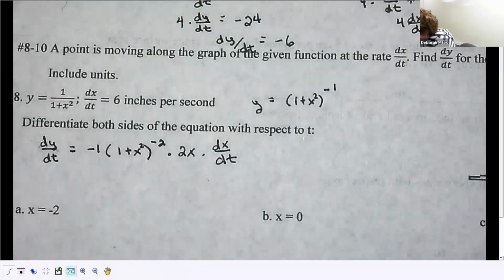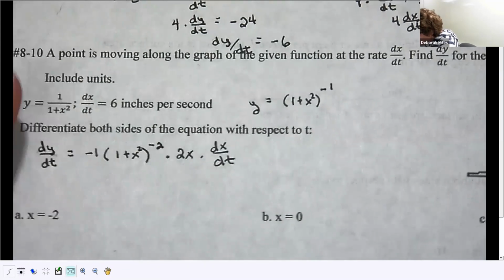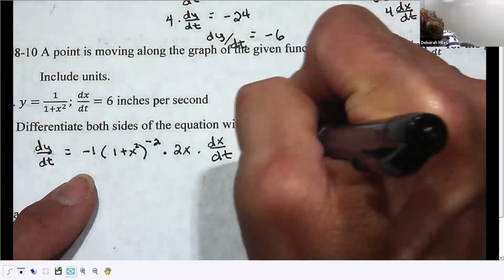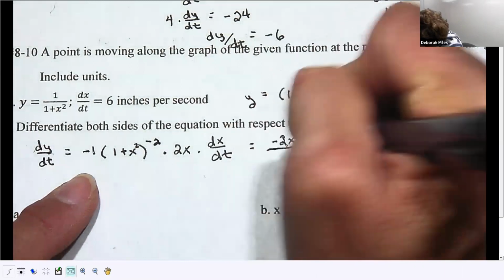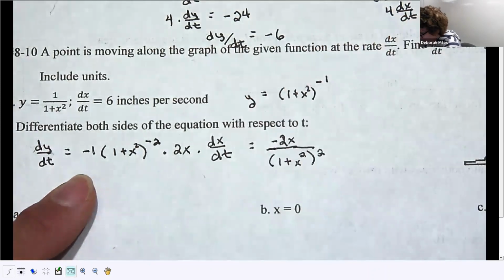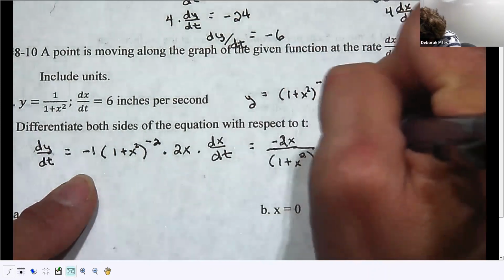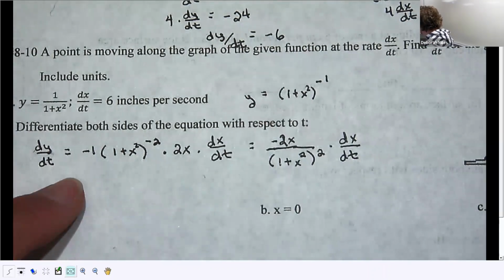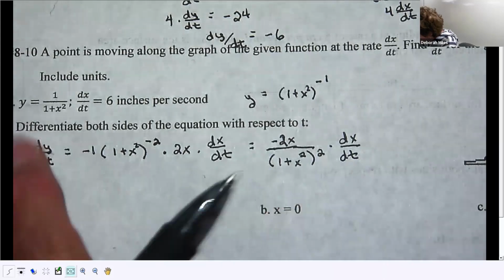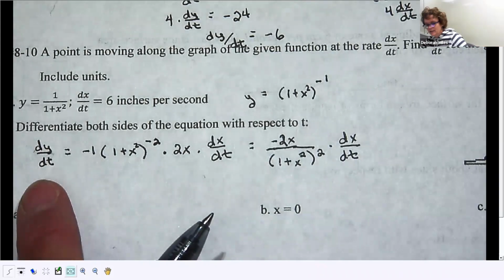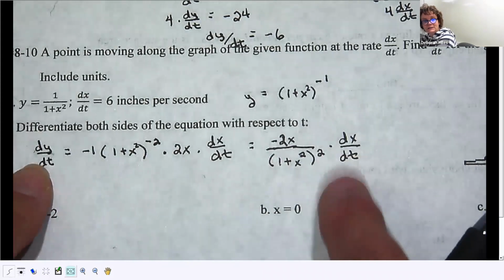And you may want to clean that up a little bit before you start plugging numbers into it. You could write that as dy over dt is -2x over 1 plus x squared times dx over dt. In all three parts, we're looking for dy over dt. Kind of lucked out there because the y was already on the side by itself. So we're only substituting numbers into this right-hand side.